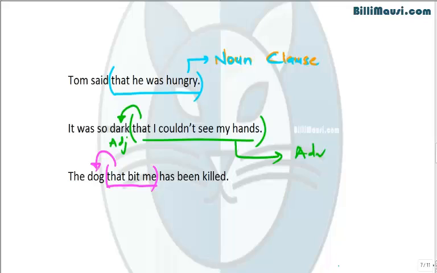So I hope I have been able to make it clear to you what the different kinds of subordinate clauses are and how to distinguish between them. If you have not understood, you need not worry. We'll be encountering a lot of examples where you'll be able to clarify your doubts as well as your concept.